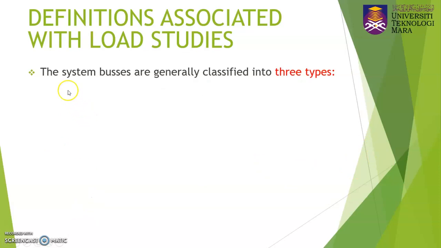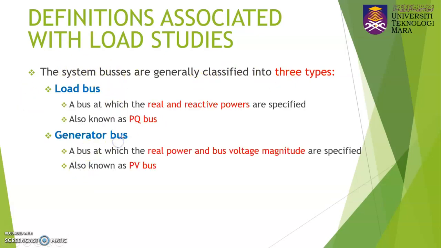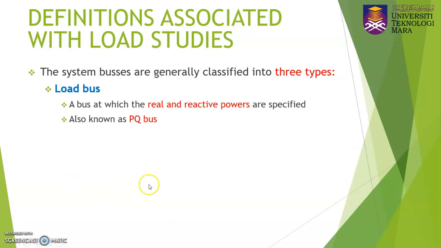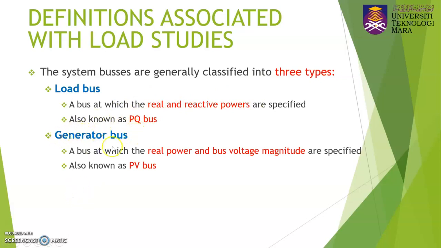The system buses are generally classified into three different types. We have the load bus, the generator bus, and the slack bus, or we can call it the swing bus. Let's go one by one. The load bus is also known as a PQ bus, where the specified values are the real power P and the reactive power Q. Whenever you have the information on the real power and reactive power, you call it a PQ bus. The second is the generator bus, also known as a PV bus. P and V mean that the information on the real power P and the bus voltage magnitude V is available, so we call it a PV bus or generator bus.